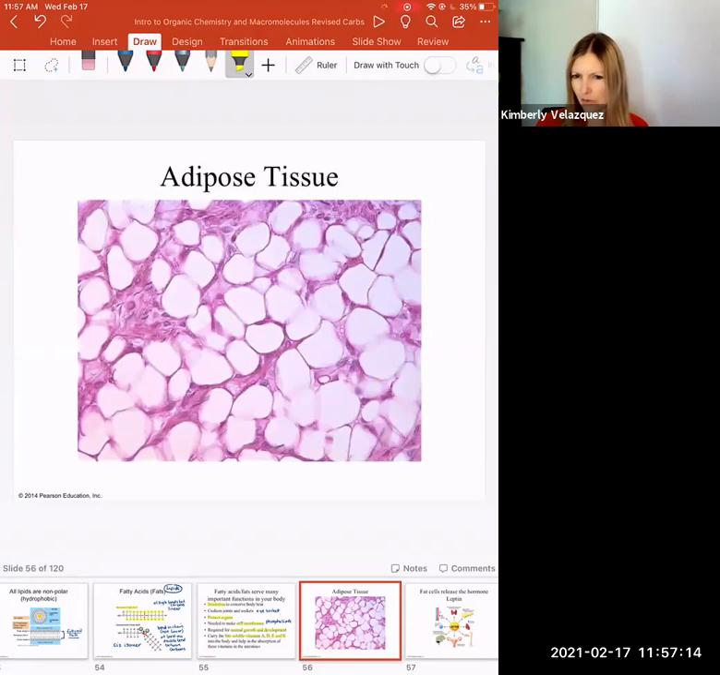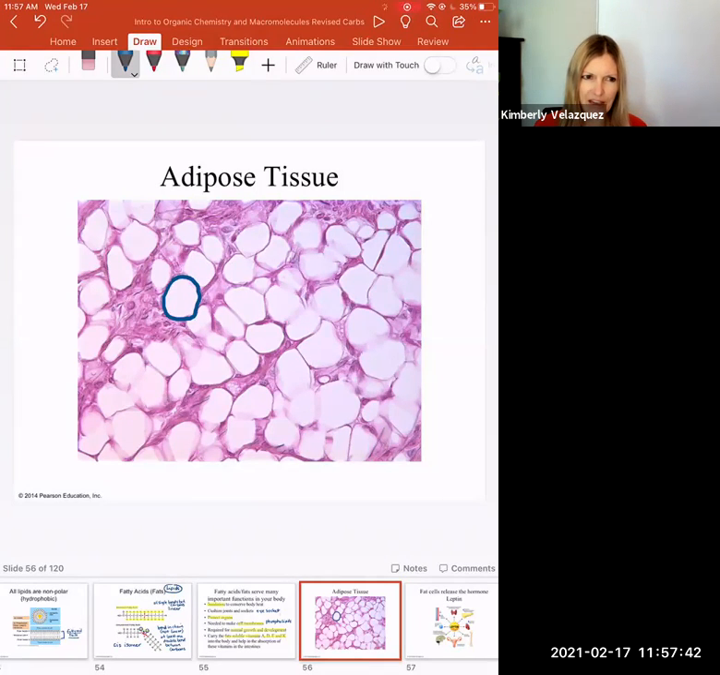This is what your fat cells look like under the microscope. They're these big, hollow, vacuous cells. You don't see a nucleus, you don't see organelles. It's really just storage of those fat molecules. So those fatty acids are just being stored in those cells, and you'll see that throughout your muscles or surrounding your organs, again, various places throughout the body.